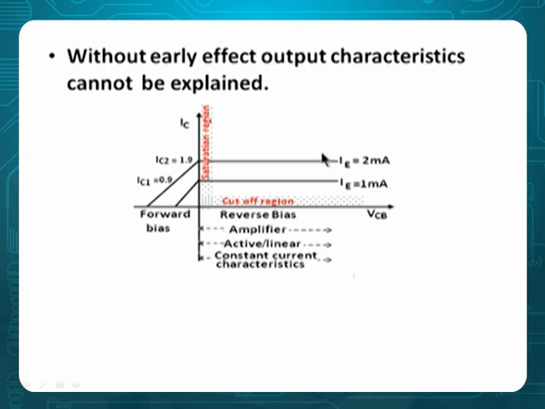So for any device to act as an amplifier, it must possess a constant current region. Tomorrow if you want to invent a new device, you are welcome, but you must show where the constant current is coming. Without constant current characteristics, it cannot be used as an amplifier. In fact, it cannot be a transistor. You know why it cannot be a transistor? Look at here.